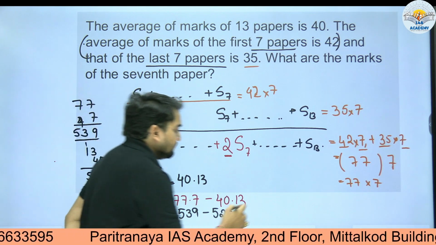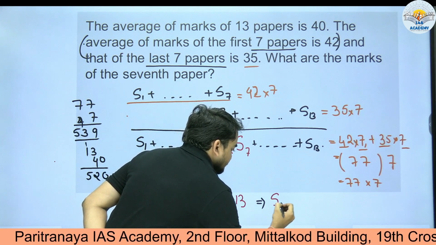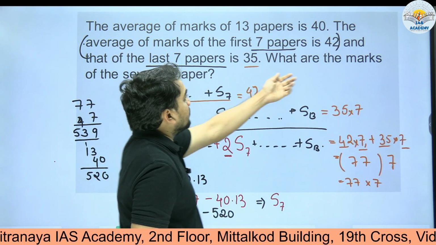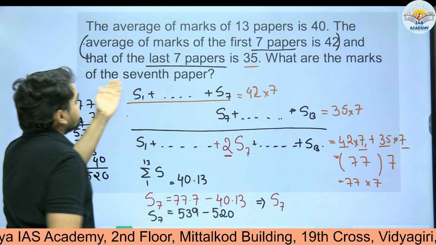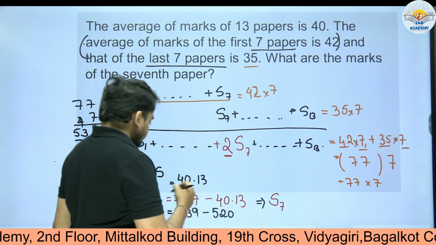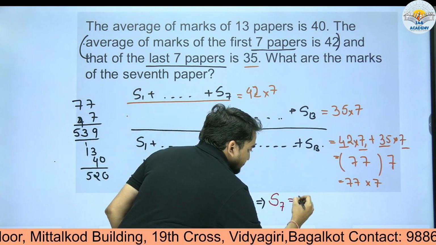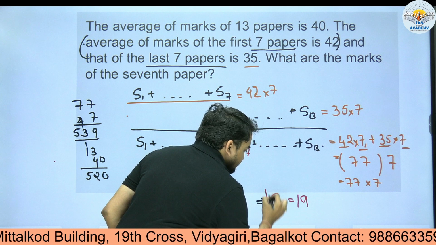So what will be the value of S7? S7 is what they ask: what are the marks of the 7th paper? The 7th paper is S7. That will be 539 minus 520, which is 19. He got 19 marks. Fine.